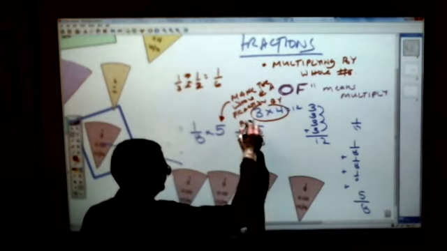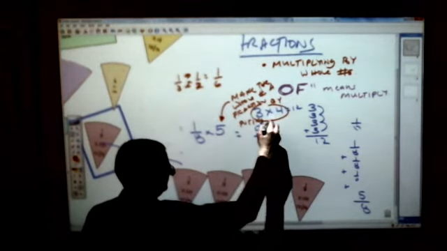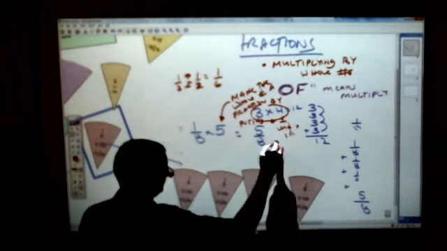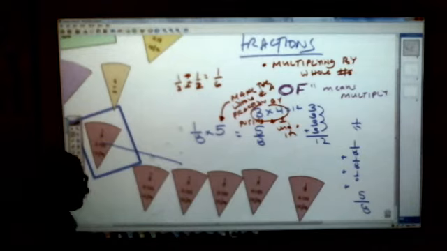Apparently I'm running out of room here. That's some good note taking right there, isn't it?